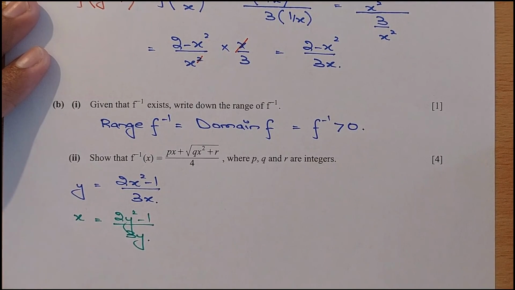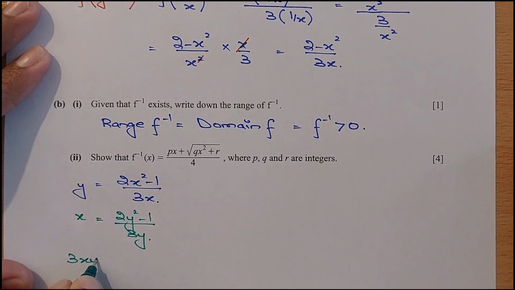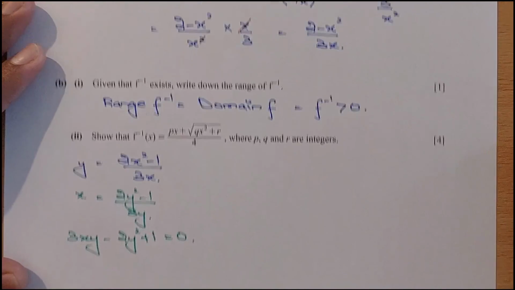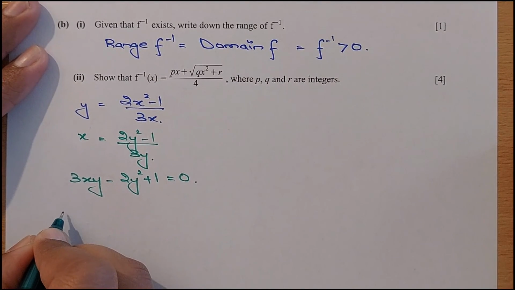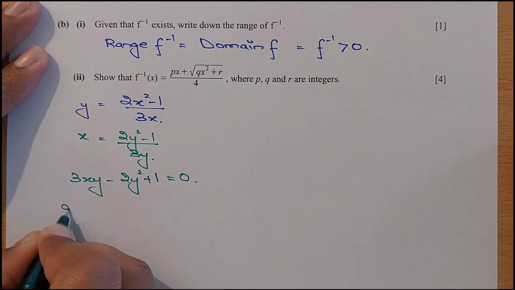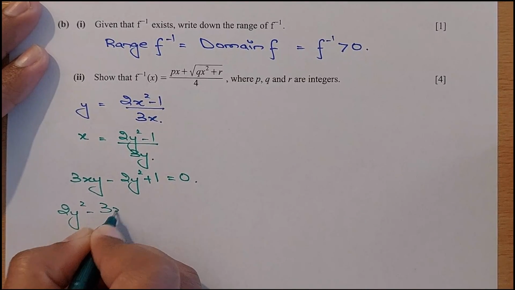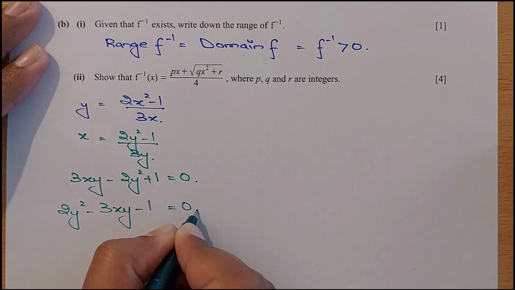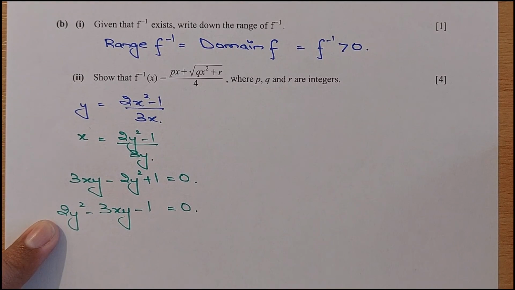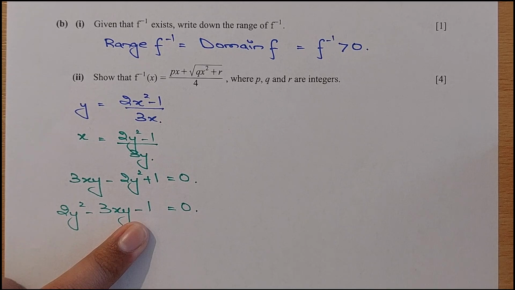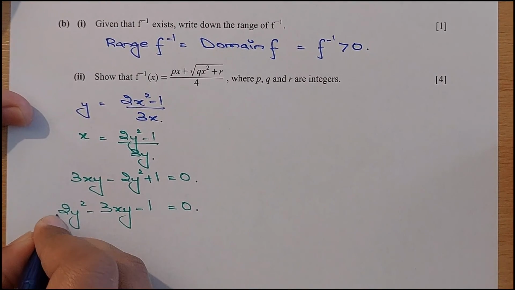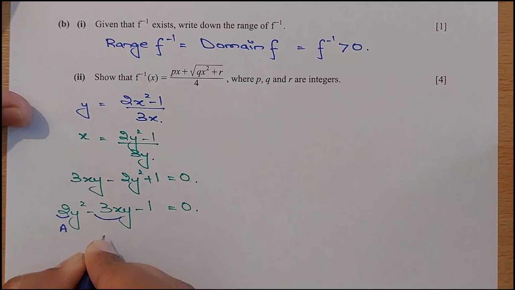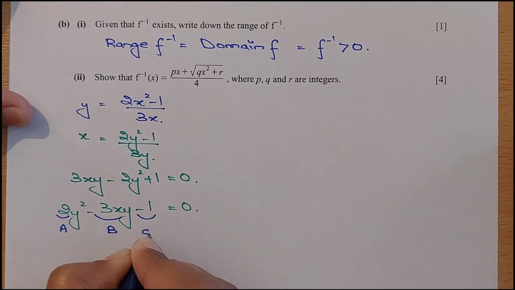Now let me do the cross multiplication. So 3xy minus 2y square plus 1 equals 0. So this is going to be a quadratic equation in y. Let me take the negative sign common throughout the equation. So 2y square minus 3xy minus 1 equals 0. So the a term is 2, b term is minus 3x, and the c term is negative 1. So let me apply the quadratic formula here. This is the a term, this is the b term, and this is the c term.